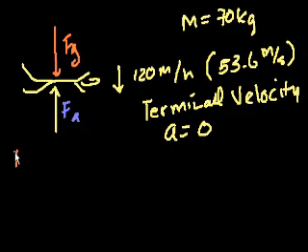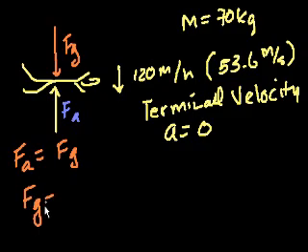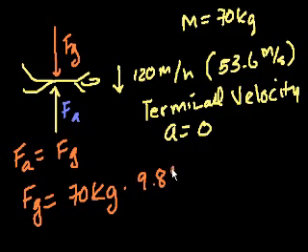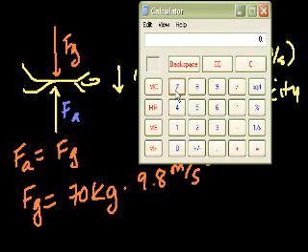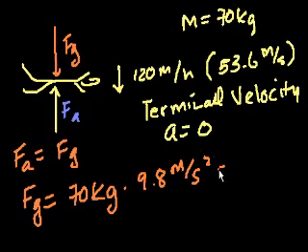So at terminal velocity, the force of the air is equal to the force of gravity. And what's the force of gravity? Well, the force of gravity is just the guy's weight. So the force of gravity is equal to the guy's mass, 70 kilograms, times the acceleration of gravity, which is roughly 9.8 meters per second squared. We could use a calculator to calculate this. 70 times 9.8, I feel cheap now, I could have done it by hand anyway. 686. So it equals 686 newtons.